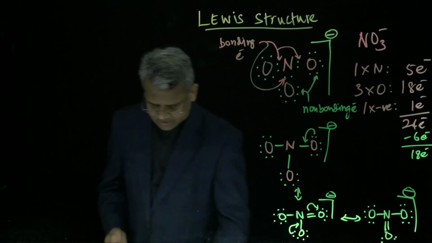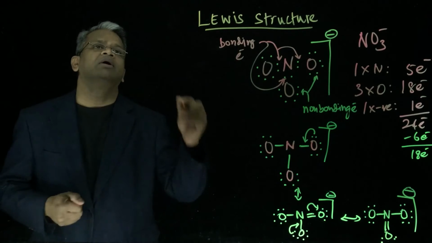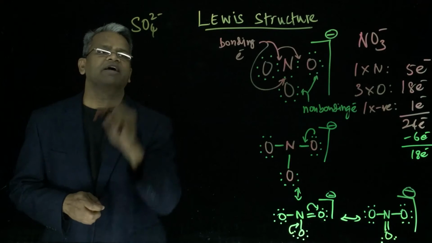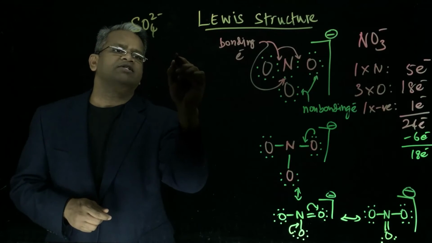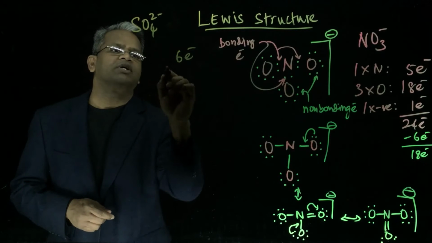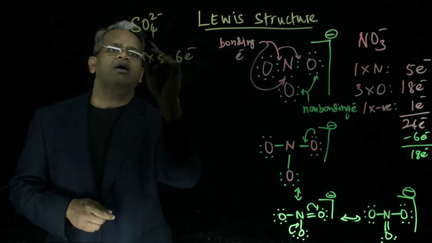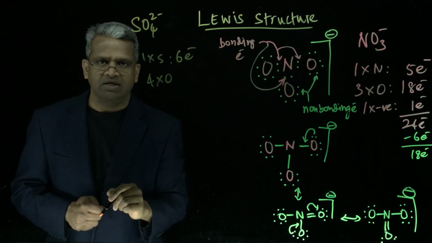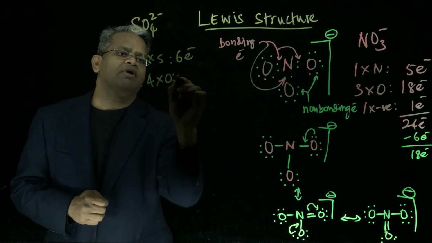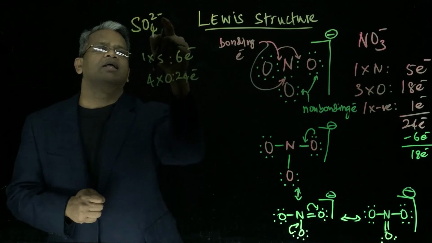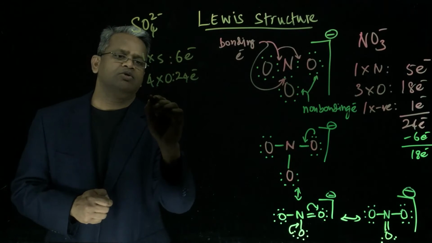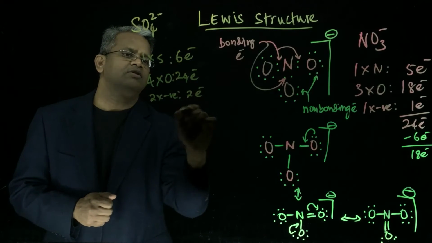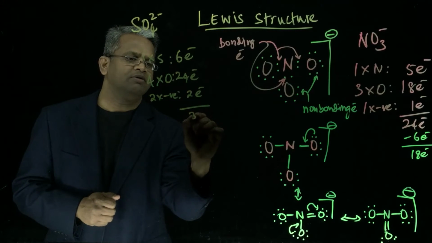Let's take a look at one other example where we look at the sulfate ion, SO4 2 minus. This is sulfate. Sulfur has 6 electrons, 1 times S, and oxygen, 4 times oxygen. Each oxygen has 6 electrons in the valence shell, so 24 electrons. And there are 2 minus charges, 2 negative charges, so that should add 2 more electrons to this. So 24 plus 6, 30, 32.